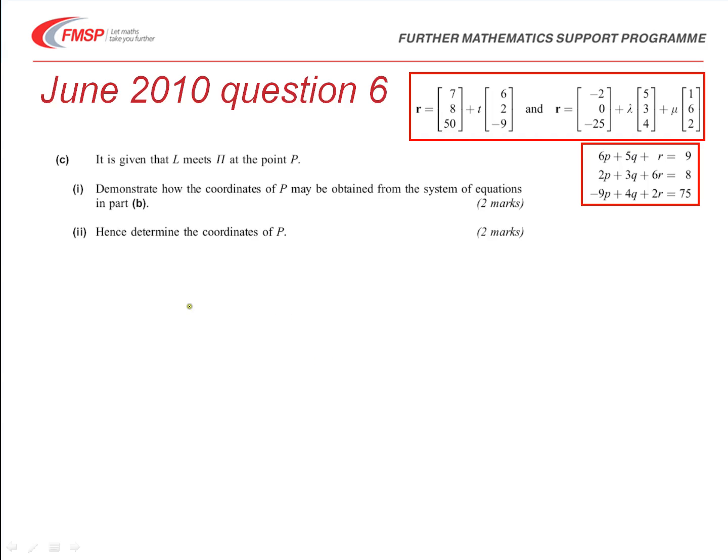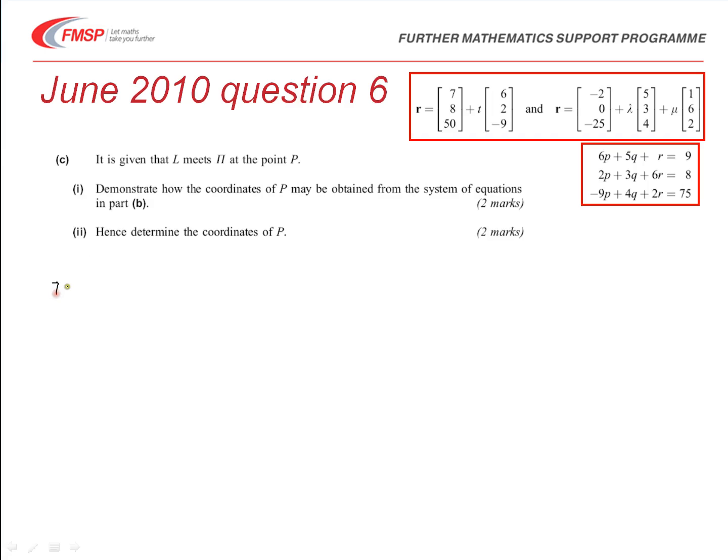Then we go into part C. It says, given that L meets pi, that's the line intersects the plane at the point P, you've got to demonstrate how P may be obtained from the system of equations. Well, that's not totally obvious. So you need to think firstly, what does it mean? If L intersects pi, then to find a point of intersection, it's where the pair of equations are equal to each other. So you've got to put the line equation equal to the plane equation. And if you do that, you will get 3 equations.